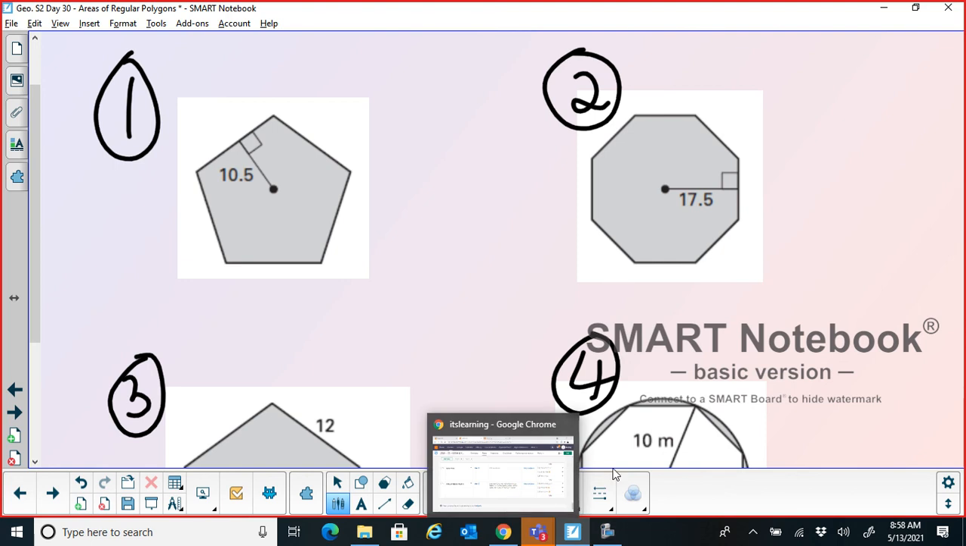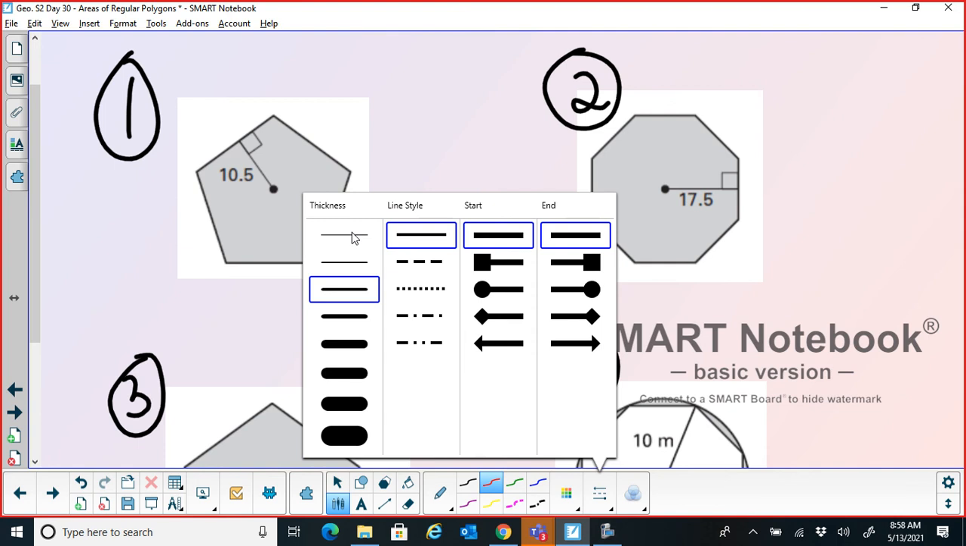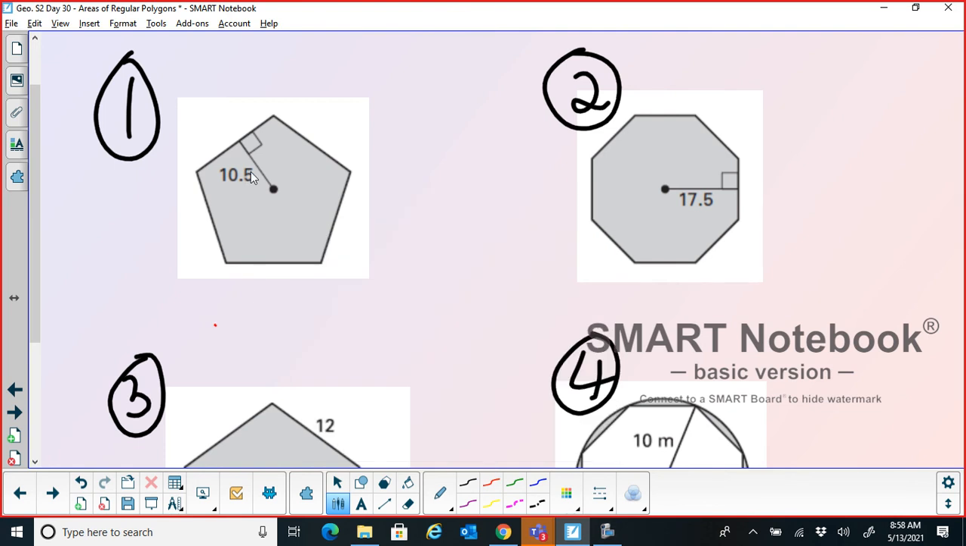Same method. Once again, I need a central angle here. I have been given the apothem. Apothem is 10.5. And for the central angle, this is 1, 2, 3, 4, 5. So 360 divided by 5 will give me the central angle. So the central angle is 72.